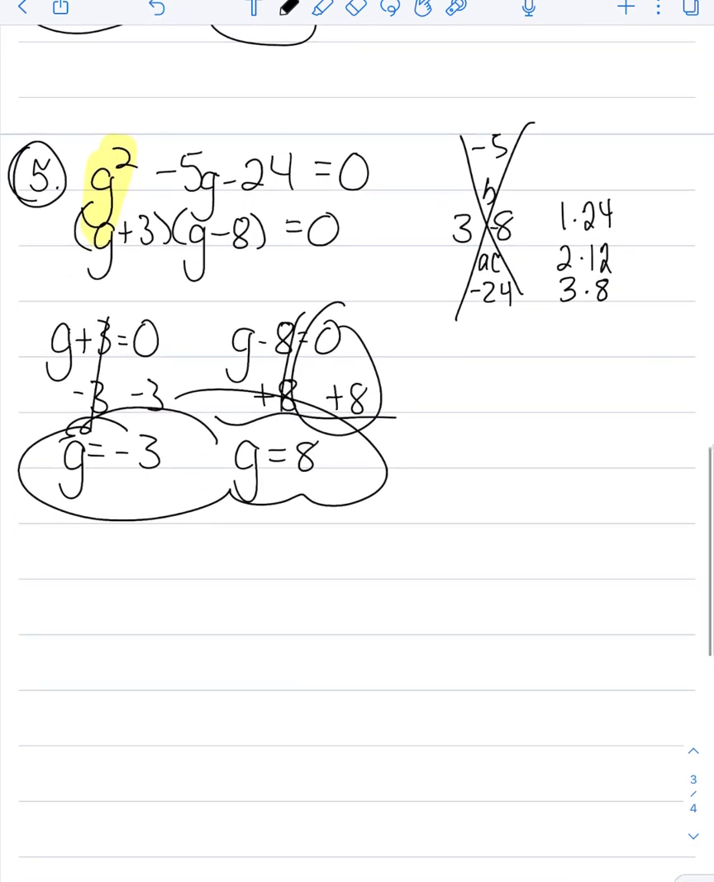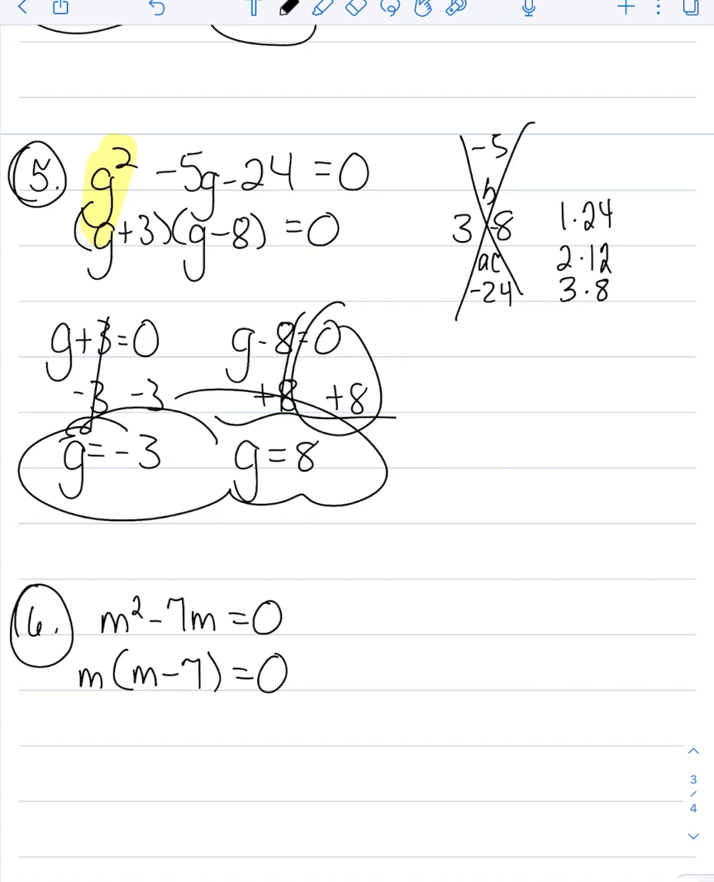All right, let's take a look at number 6. So for 6, we have m squared minus 7m. Set that up equal to 0. Looking at this, my strategy that's going to work best here is to factor out my GCF, and that is m. So I'm going to be left with m times m minus 7 equals 0.